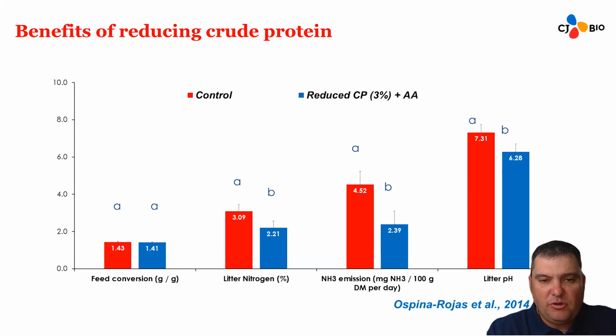They observed a 2-point improvement in feed conversion ratio, not statistically significant, but they did see large statistical separation in litter nitrogen, ammonia emissions, and litter pH. Again, establishing the benefits on environment and welfare and food quality observed with reductions in crude protein.